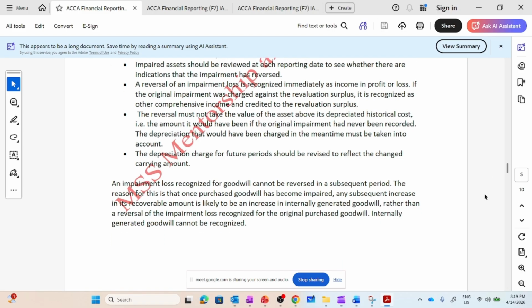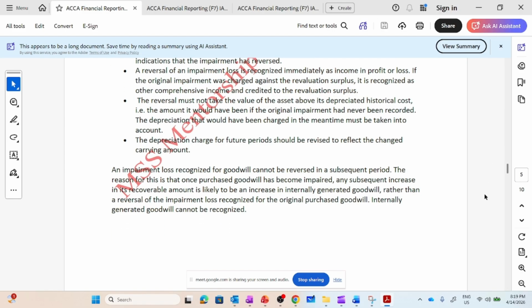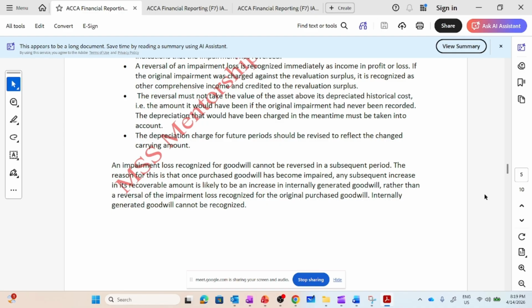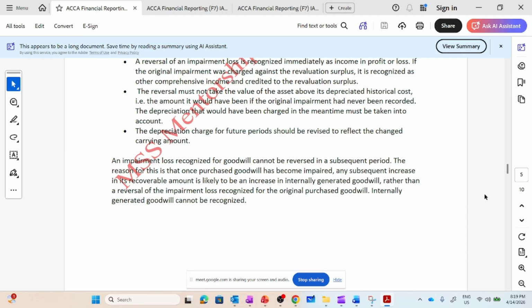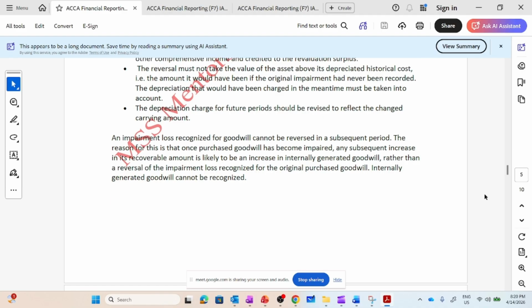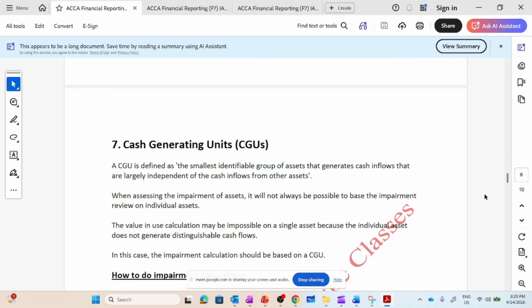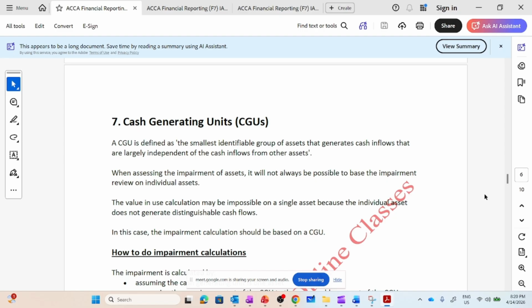So for goodwill, we can't do any reversal on impaired goodwill. An impairment loss recognized for goodwill cannot be reversed in any subsequent period. So you need to know that for goodwill, you can look at the reason separately. So now basically, we have concluded the concept for individual asset impairment.